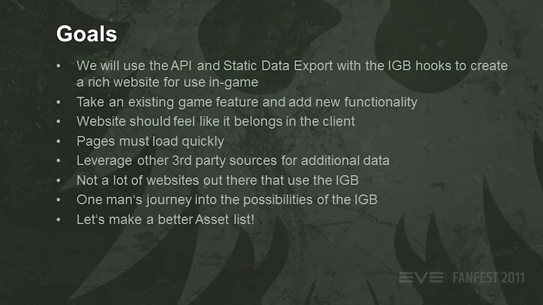One of the goals is that this feels like it belongs in the client. It's a stylistic goal, but it also has to do with responsiveness and the way that you access it through the interface. Pages should load relatively quickly because that's the client. One of the benefits of the client is that there's very little lag when you're loading stuff like the asset list. And I want to pull in third-party data sources that provide information that is not available from us.